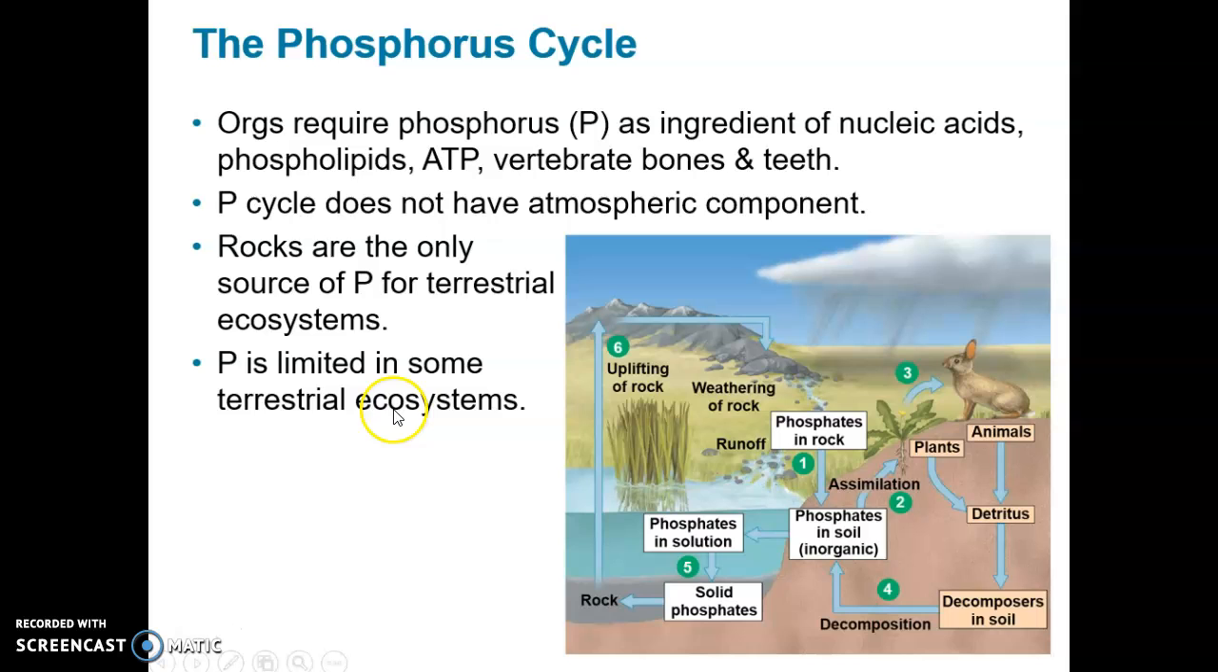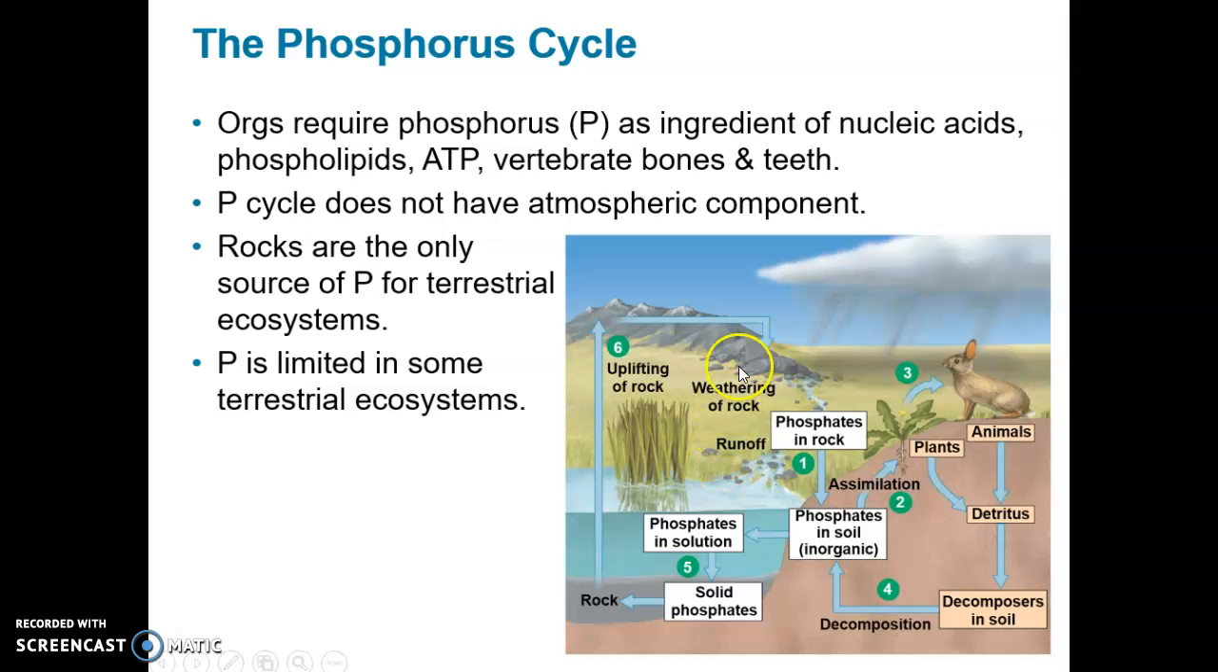And then phosphorus is limited in some terrestrial ecosystems. So the phosphates in rocks are broken down in soil, incorporated into plants. So the phosphorus then enters into the biotic realm there. Plants are consumed by animals. So there's the transfer of phosphorus into higher level consumers. The detritus and decomposition of these organisms by the decomposers then releases phosphorus back into the environment, and so forth.